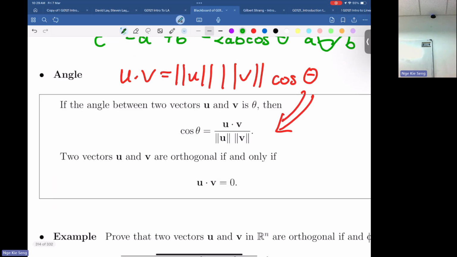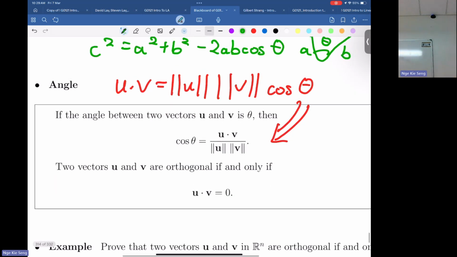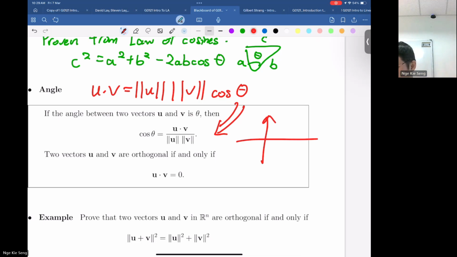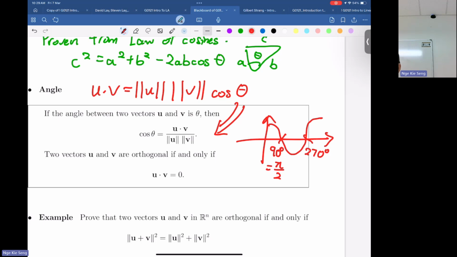And then two vectors are orthogonal if and only if u dot v is 0. Because when is cos theta equal to 0? When the angle is 90 degrees or 270 degrees. In maths, we prefer to write it as pi over 2 and 3 pi over 2. So we say that two vectors are orthogonal if and only if u dot v equals 0.